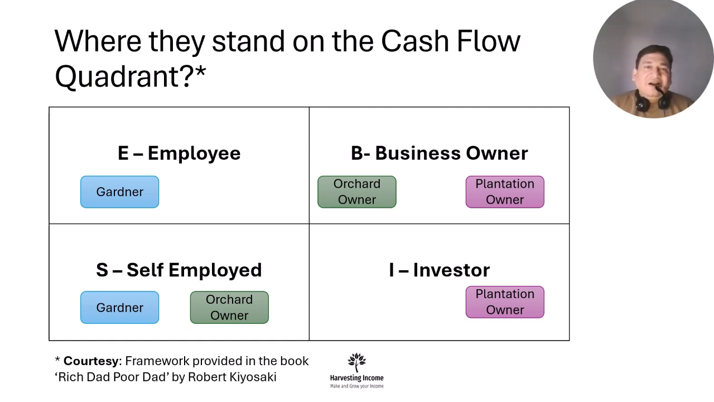I've just plotted the gardener, orchard owner, and the plantation owner in this chart. If you're a gardener or an employee, you are in stage one, you are just an employee, or sometimes self-employed, but you have still not gone to the next stage. If you're an orchard owner, probably you are self-employed and you are a business owner too. In some rare cases, you could also be an investor. So the orchard owner is predominantly in the business owner and self-employed boxes. And if you're a plantation owner, you're on the business side of things. You are a business owner and you're also an investor, which means you also invest in businesses.